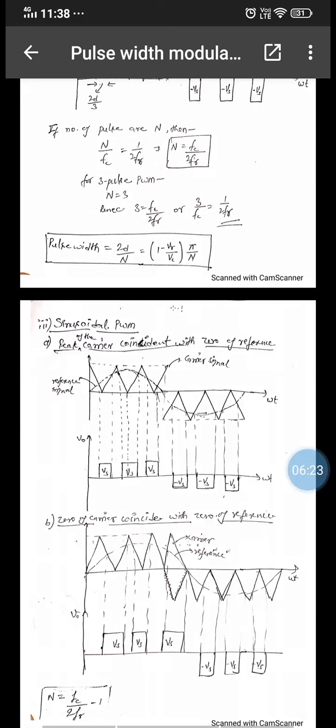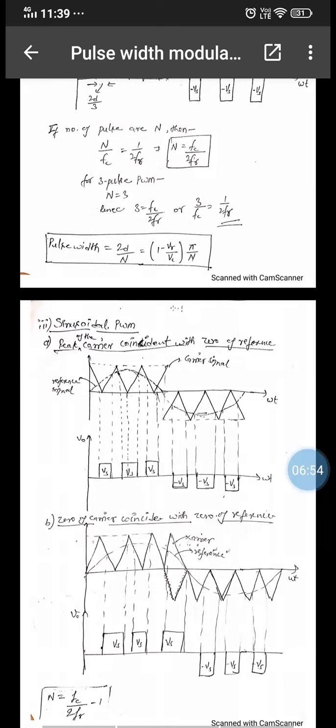Here you can see in the diagram there are two types of sinusoidal PWM. One where the peak of the carrier coincides with 0 of the reference, and another where 0 of the carrier coincides with 0 of the reference. You can see both in the diagrams. There is a difference in the carrier signals only, and the output remains almost the same.